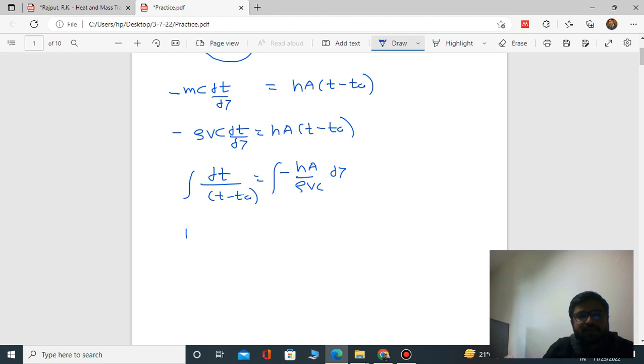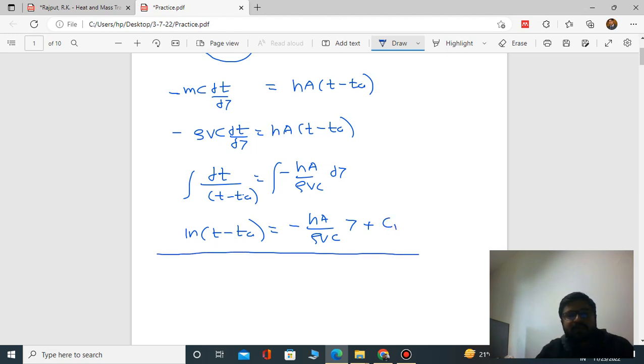So what will be the integration here? This will be ln(T minus Ta). What will be the integration here? Minus hA over rho V c. Now what is the integration of d tau? That will be tau, and here we will have to write C1. So now we will find C1, but for that let us label this equation 1.